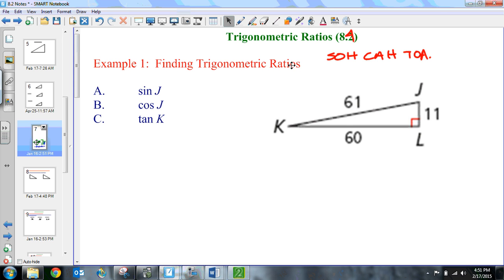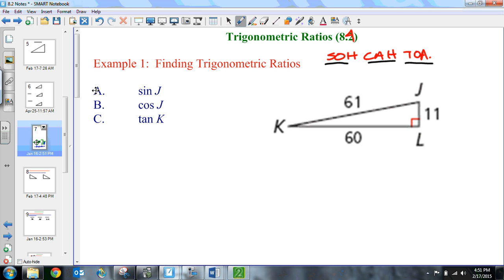Okay, the following is a video on how to apply and use the sine, cosine, and tangent functions to find the trigonometric ratios. So remember, the one thing that we need to realize here is that we still need to use that saying, SOH CAH TOA. All right? And that'll help us figure all these out.